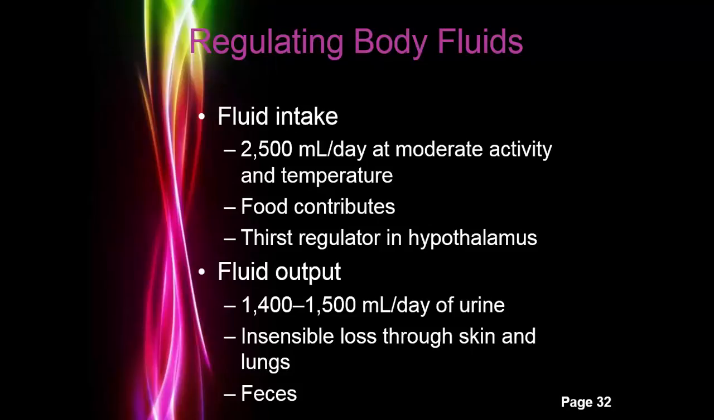Fluid output: the bladder is the major avenue for your fluid output. About 1,400 to 1,500 milliliters a day is excreted in urine. And so it needs to be at least 0.5 milliliters per kilogram per hour.